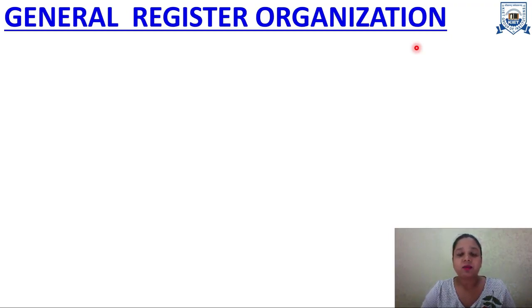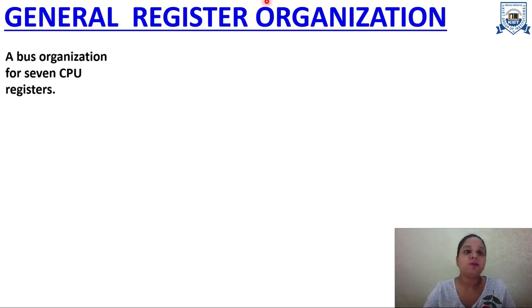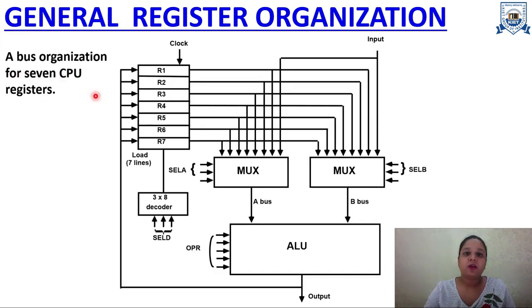So we will see a simple block diagram of general register organization of 7 registers. So we will see a bus organization for 7 CPU registers. This is the block diagram for the bus organization for 7 CPU registers. Now we will see that there are some registers, some muxes, then there is an ALU, then there is a decoder. How these help us to execute any micro operation, that we are going to study.